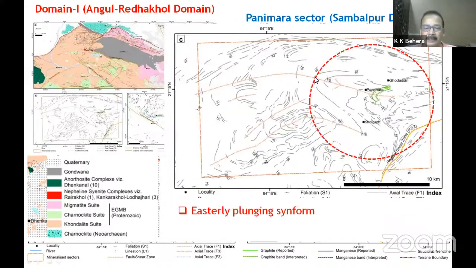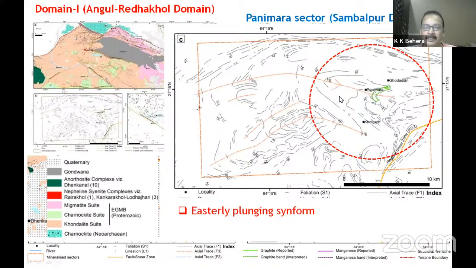And again, it's in Panimara sector. If you see the structural distribution over here, easterly plunging synforms and antiforms are there. Synform, and subsequently towards south, it's antiform. This is the light green color in Panimara area where graphite has been reported.